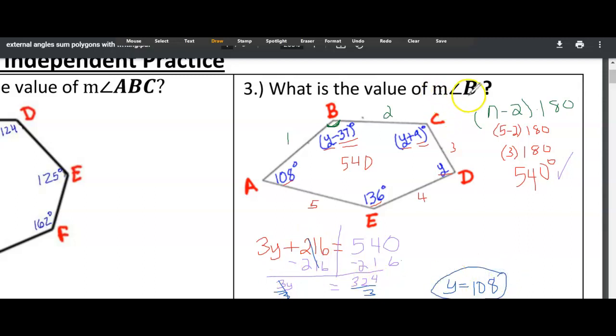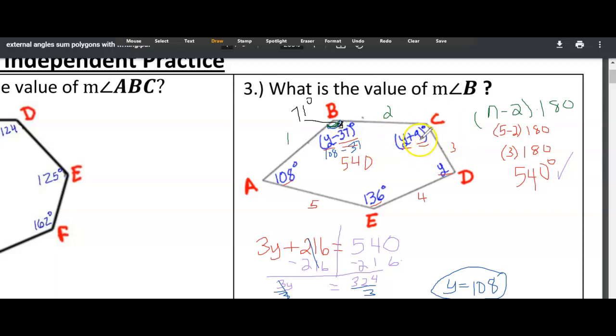So the question said, what is the value of b? The measure of angle B. So this is y minus 37. So y is 108, so I'm going to put 108 minus 37. Go ahead and solve that. What's 108 minus 37? Good. You should have gotten 71 degrees. So the measure of angle B is 71 degrees.